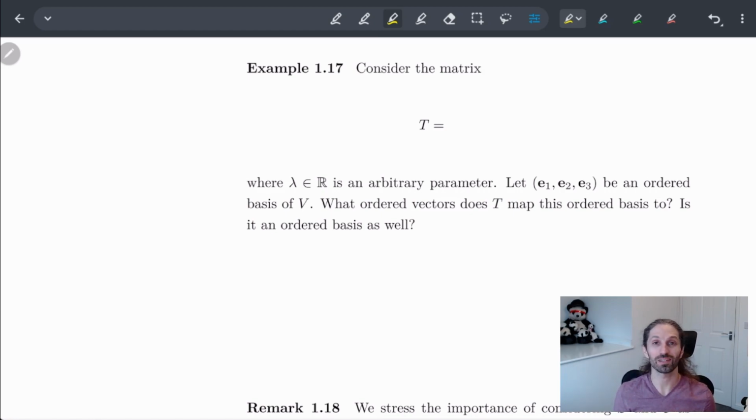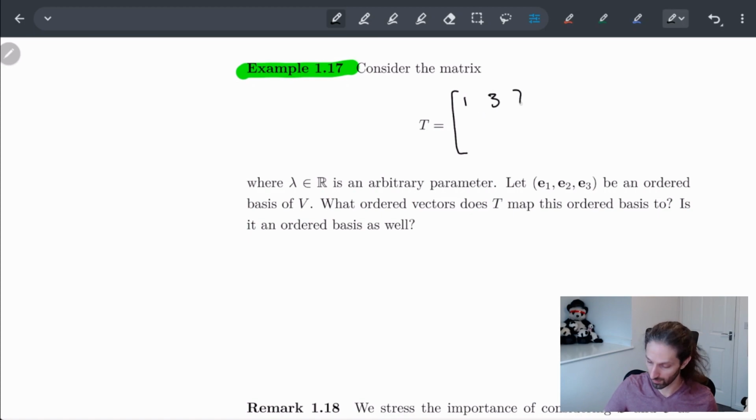Hiya! So in this video, we're going to look at an example of a transition matrix to see how it looks and how we get from one basis to another. We're just going to look at examples today. We're going to start off with some matrix, and it'll turn out to be a transition matrix: 1, 3, 7, 0, lambda, 5, and 0, 0, 3.